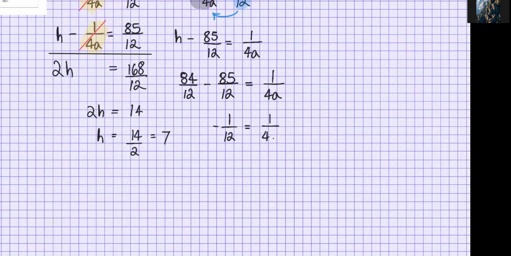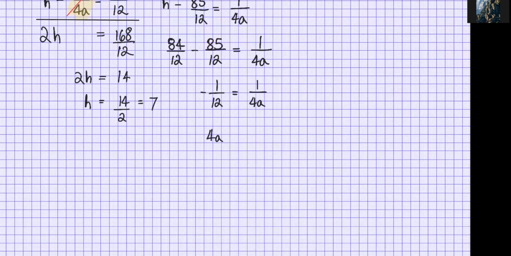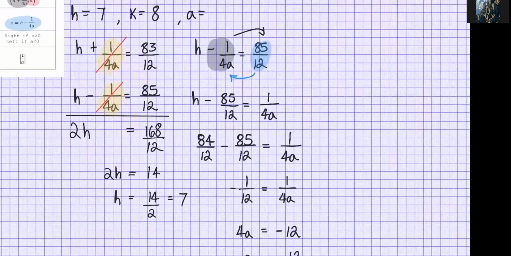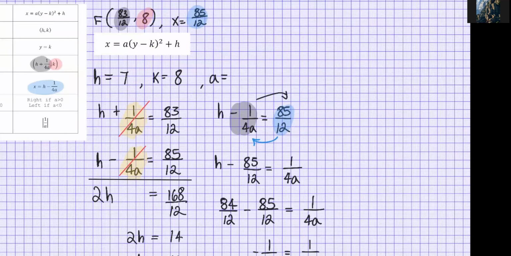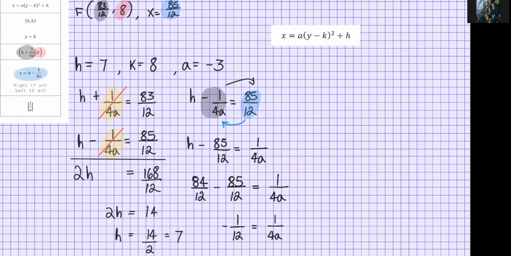This is 1 over 4A. We rewrite our equation as reciprocals, and we have that 4A equals negative 12. That means that the 4 will go to the other side dividing. So negative 12 divided by 4, A equals negative 3. So now we have our third and final number. So now we can write the equation. Now we know that this parabola will be x equals negative 3 times y minus 8 squared plus 7.